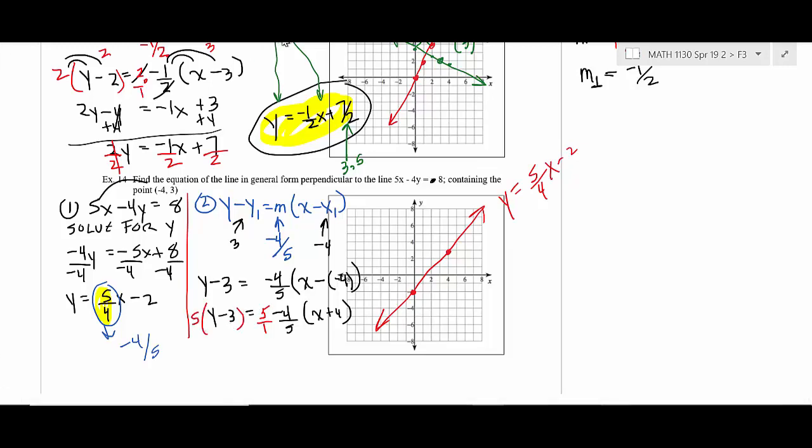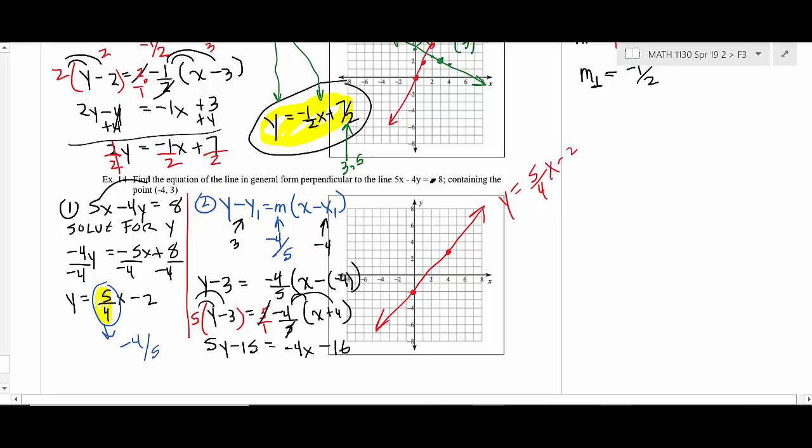By doing that, you're going to have 5y minus 15. And then on this side, the 5's cross out. Then you distribute the negative 4, so you'd have negative 4x, and then minus 16. And then you're going to solve that for y, and then you'll have the correct answer.